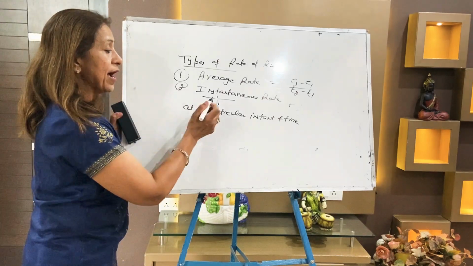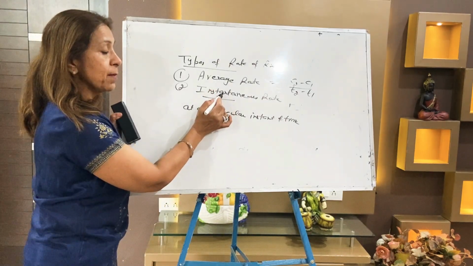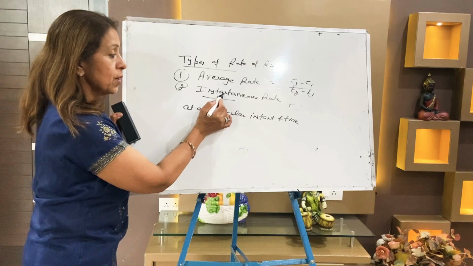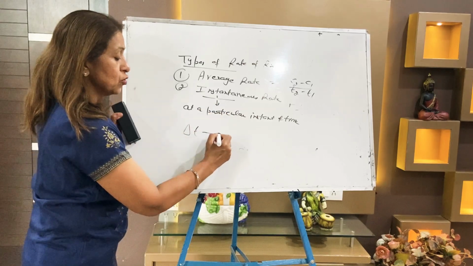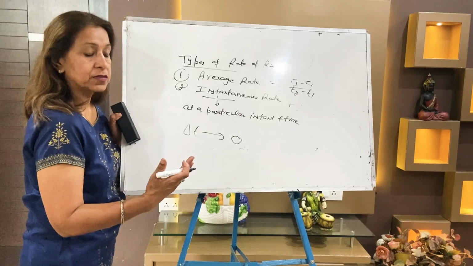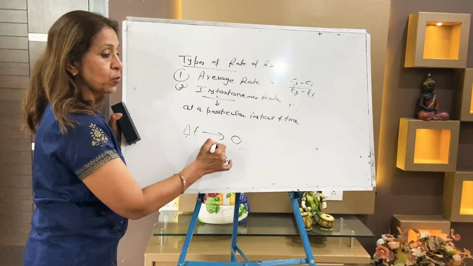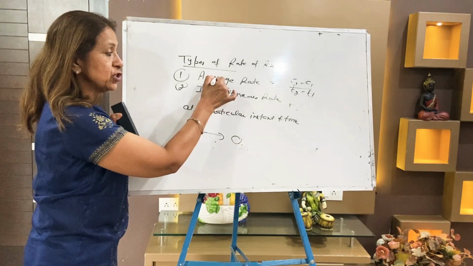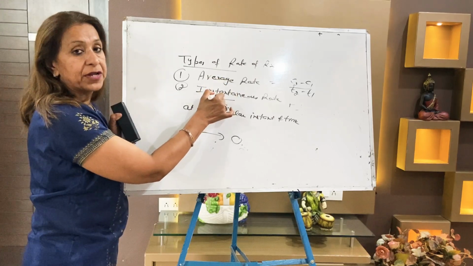So students, average rate always becomes equal to instantaneous rate when time approaches 0. So your next question is, when does the average rate become instantaneous? The answer is when delta t approaches 0. Then the average rate becomes the instantaneous rate.